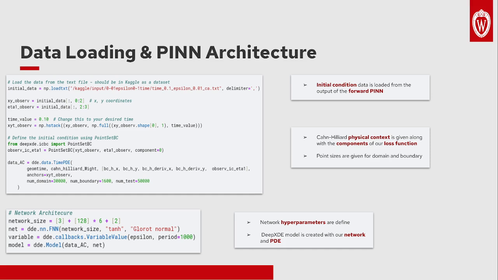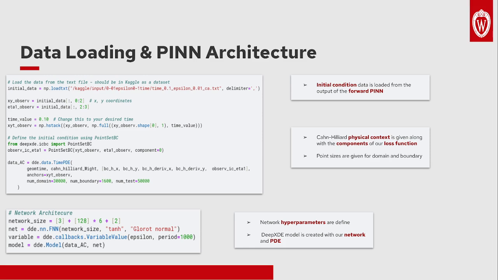Now we can define our network architecture. We lay out our hyperparameters, being network size, and DeepXDE actually allows us to create a fully connected neural network. We define this using the tanh activation function, and we have a DDE callback, which is for variable value. It just allows us to check in on our epsilon value during the training stage. And we put the network and the data together, and this creates our model in DeepXDE.